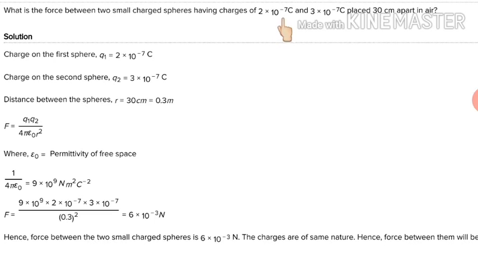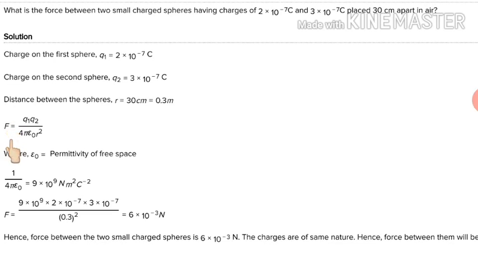Actually, Q1 is given, Q2 is given and R is given. So that's why in the solution we have written Q1 is equal to 2 into 10 to the power minus 7 coulomb. In place of Q2 we have written 3 into 10 to the power minus 7 coulomb, and distance, that is R, is given as 30 centimeter. Now this centimeter we can convert into meter, so it will be 0.3 meter. Now we need to calculate the force between these two charges, so we will be using Coulomb's law.